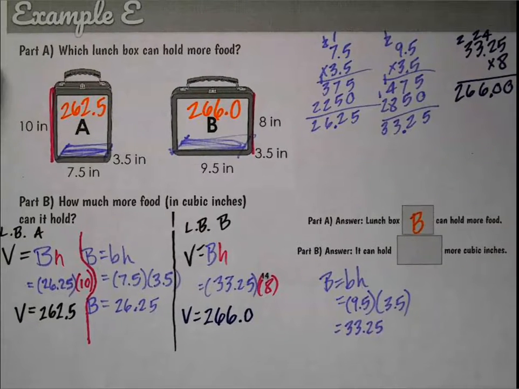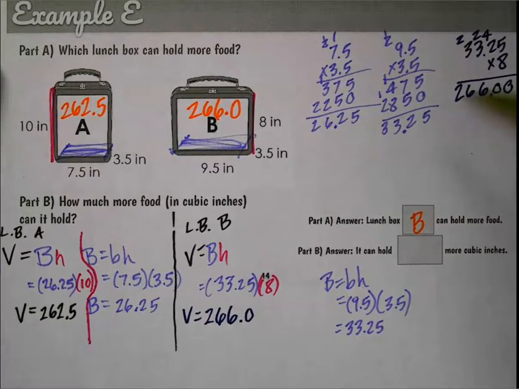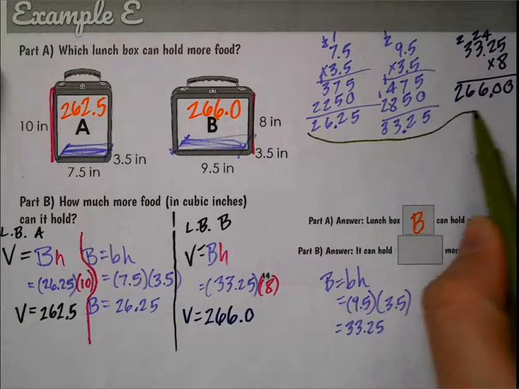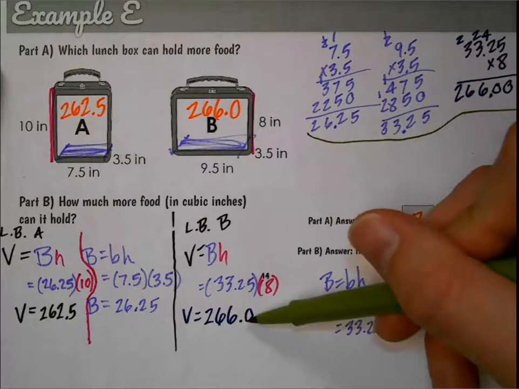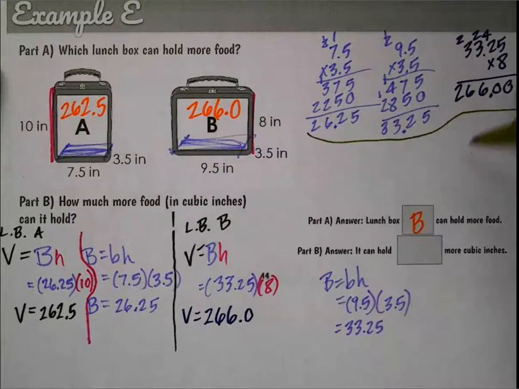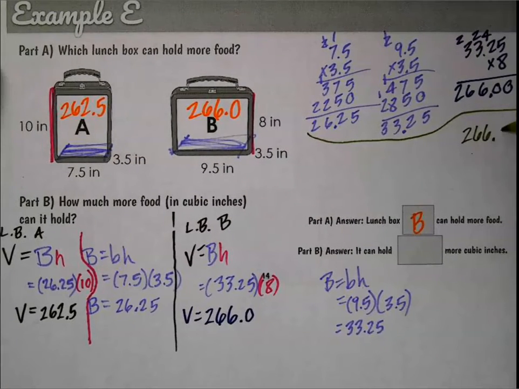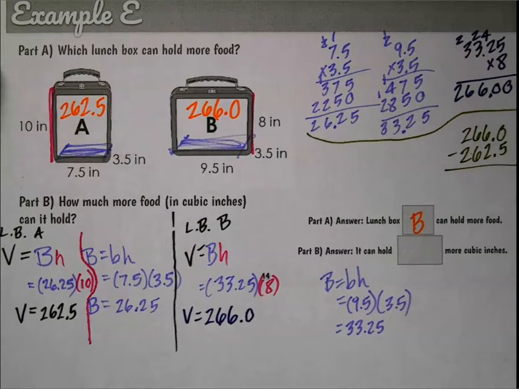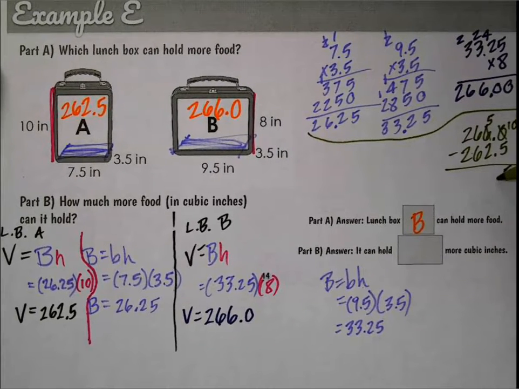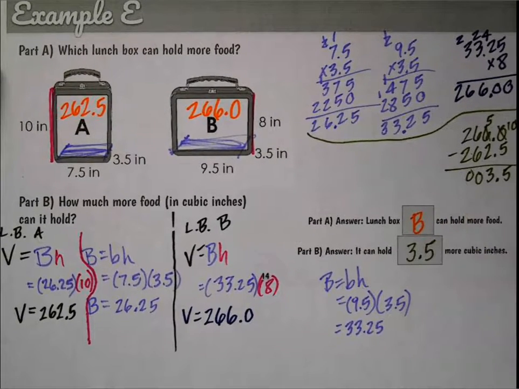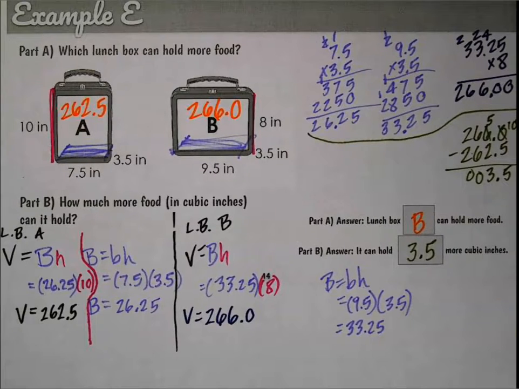Well, I need to subtract them. So whenever you are subtracting with decimals, you have to line up the decimals. That's why I put 0.0, because this one had a decimal, but this one didn't. So 266.0 minus 262.5. Okay, I need to borrow. This is going to be 10, and this is going to be 5. 10 minus 5 is 5. Here's my decimal. 5 minus 2 is 3. 0 and 0. So, it can hold 3.5 more cubic inches. So, yes, it's bigger, but just by a tiny bit.